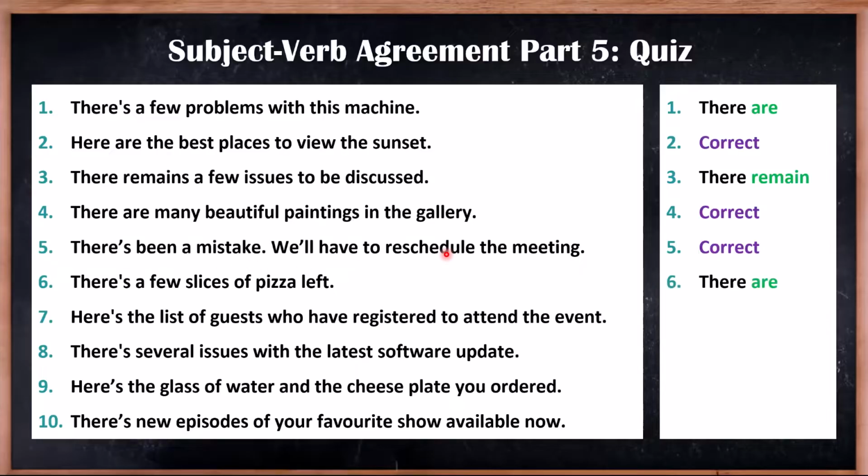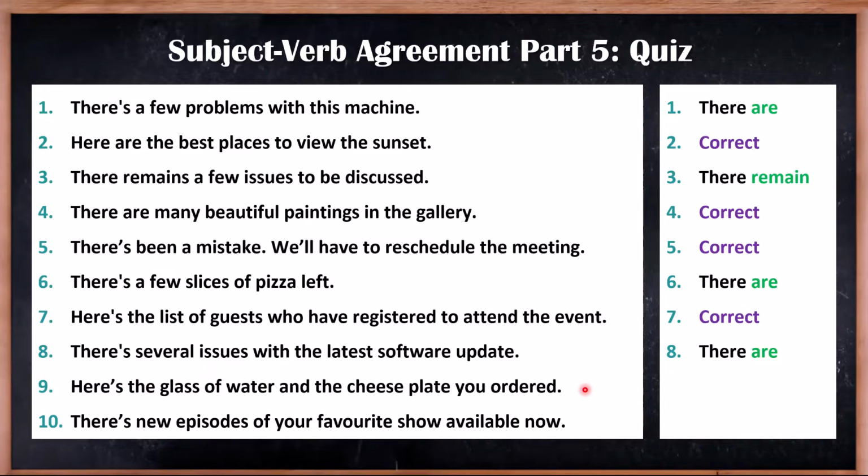Number 6 is incorrect. It should be there are. There are a few slices of pizza left. The subject is slices, which is plural, so we need a plural verb. Number 7 is correct. Here's the list of guests. Even though guests is plural, the subject is list, and list is singular, so we use a singular verb. Number 8 is incorrect. It should be there are several issues with the latest software update. Issues is plural, so we need a plural verb, there are.